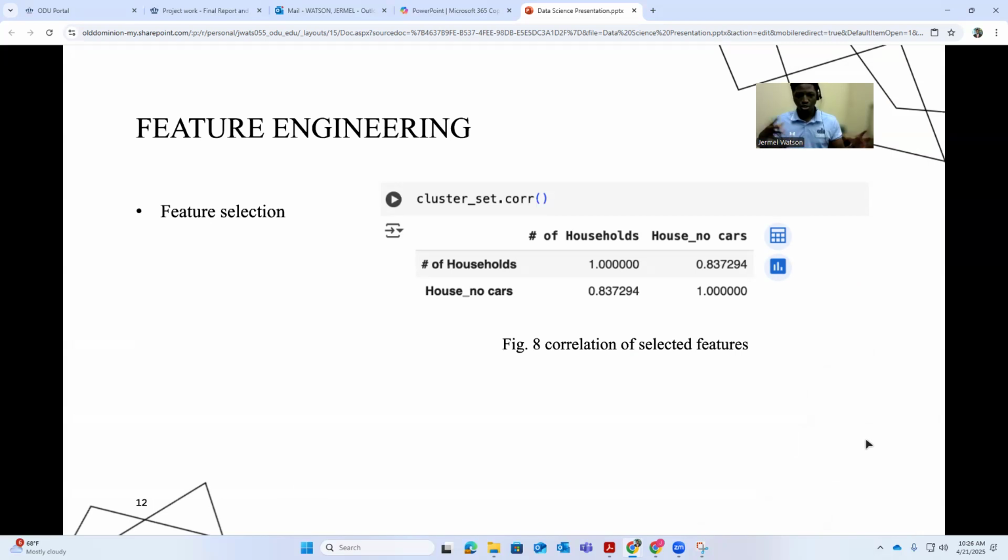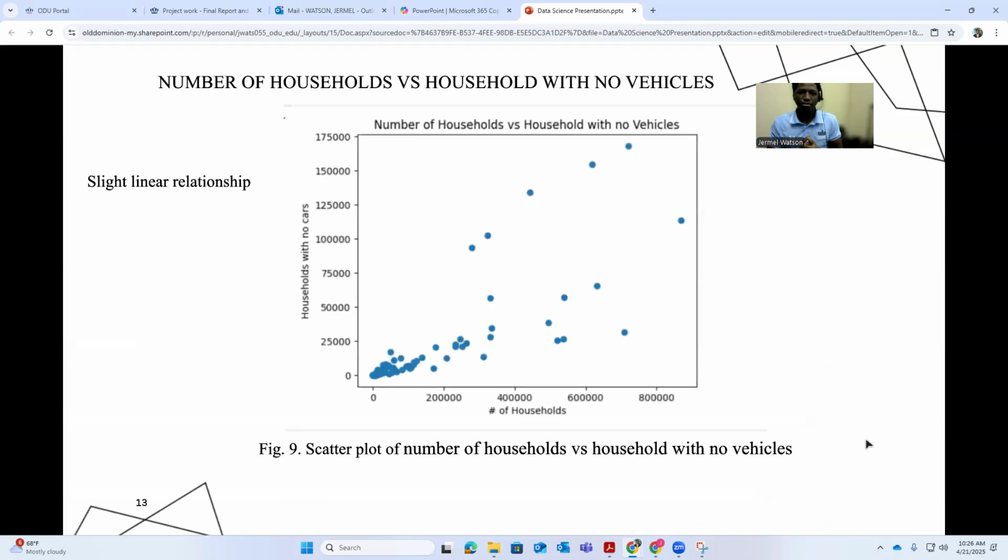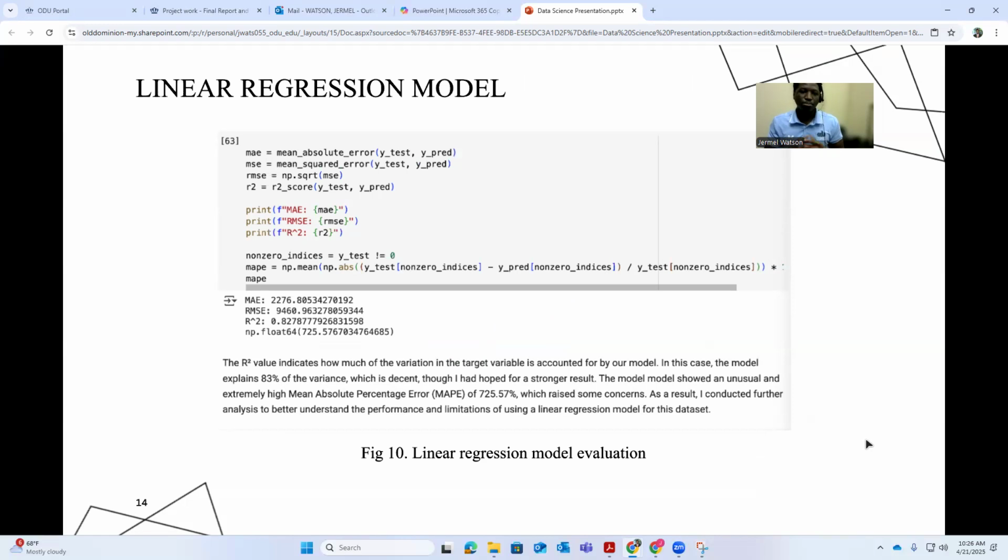I performed an initial correlation of the two features and found a strong positive relationship. Here we have the number of households versus the number of households without cars or vehicles. As you can see, there is a slight linear relationship among these data points. That linear relationship motivated us to use a linear regression model. This linear regression model performed decently well. We got an R2 value of 0.827, which told us that 83% of the variance found can be explained by the number of households that exist.